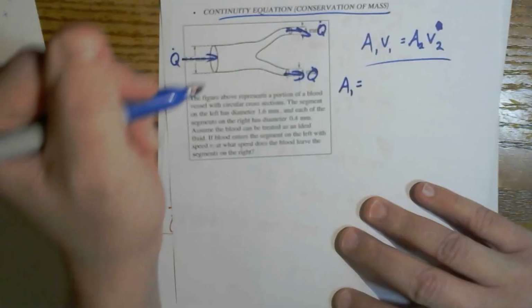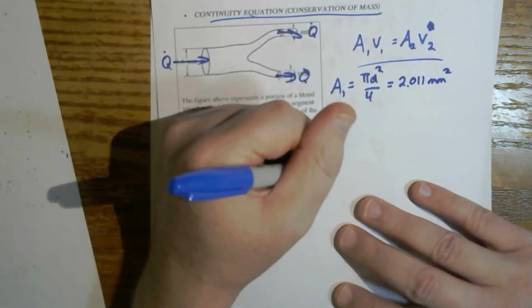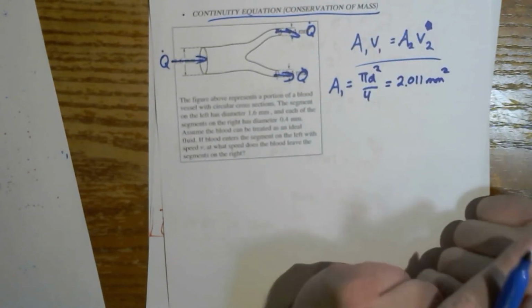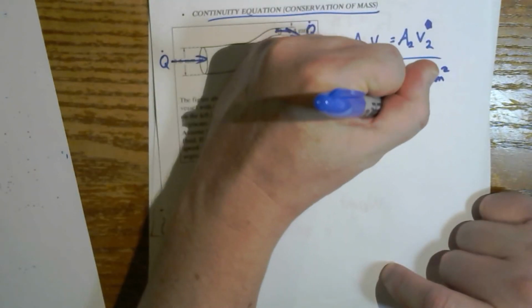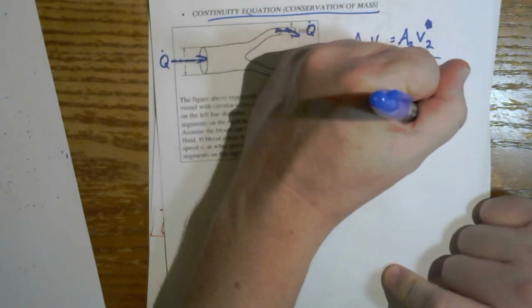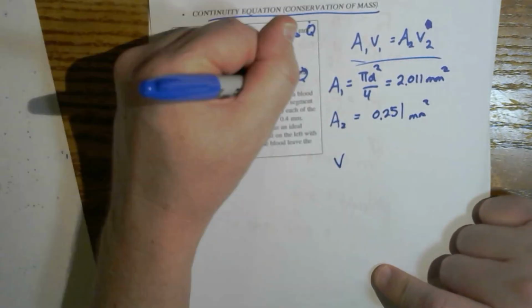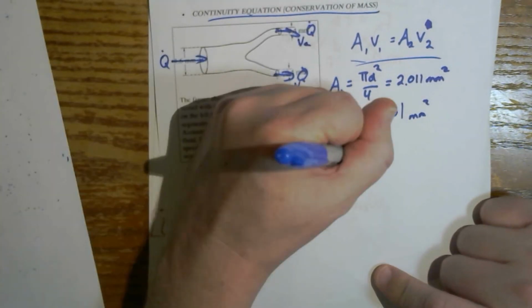Let's calculate our areas first. Area 1 is pi d squared over 4. When we plug our numbers in, diameters and stuff, we end up getting 2.011 square millimeters. And once again, I'm not converting because I know eventually that term's going to cancel out because of this one-to-one relationship here. Area 2, we do the same thing and you get 0.251 square millimeters. And so then when you take your continuity equation and solve for V2, we'll call the exit velocity V2.